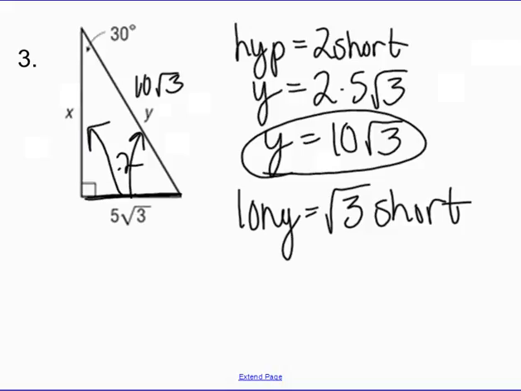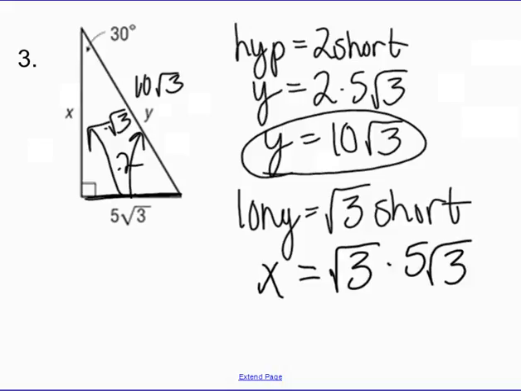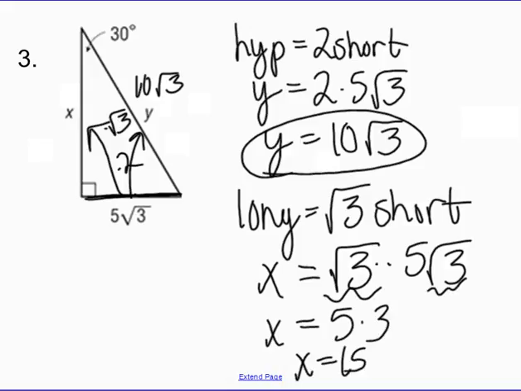To get the long leg, you times by radical 3. To get the long leg x, you take radical 3 times the short, which is exactly what I just said on the picture. So I get x equals 5 radical 3 times radical 3. Radical 3 times radical 3 is 3, so x is 15.